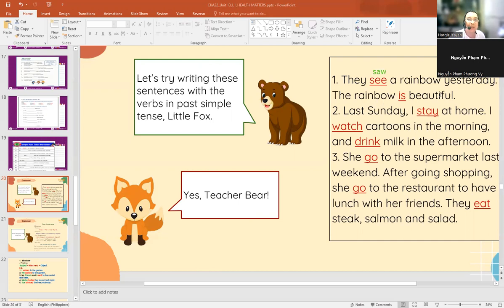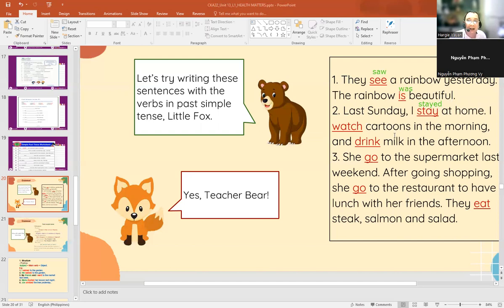The rainbow is beautiful. So what's the past tense of is? Is a be verb in the present. So it's was. Very good. So the rainbow was beautiful. Next. Last Sunday, I stay at home. So what's the past tense of stay? This one is a regular verb. So we just have to add only ed, right? So that becomes stayed. So last Sunday, I stayed at home.